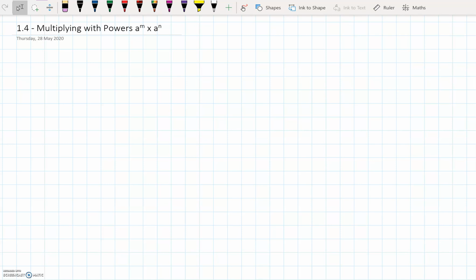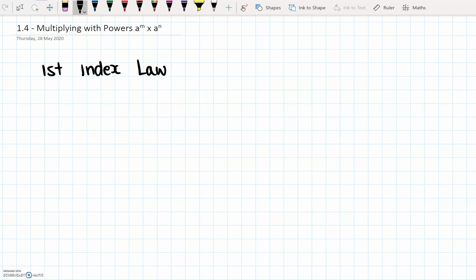Okay guys, what we're going to look at now is multiplying with powers. So we're going to start looking at what we call the index laws. Okay, so this is the first index law. And we're going to look at what happens when you multiply two numbers with the same base.